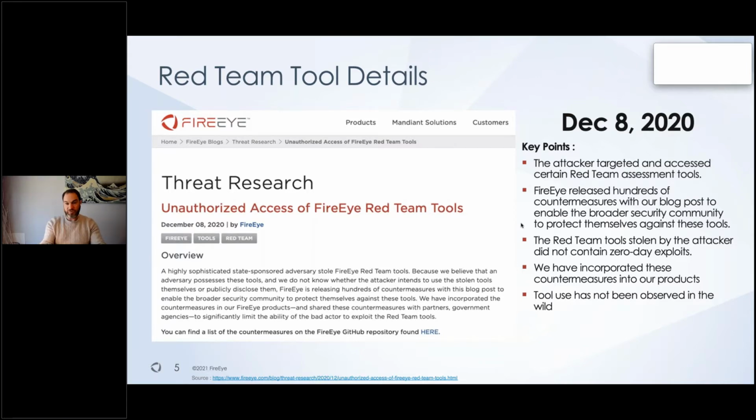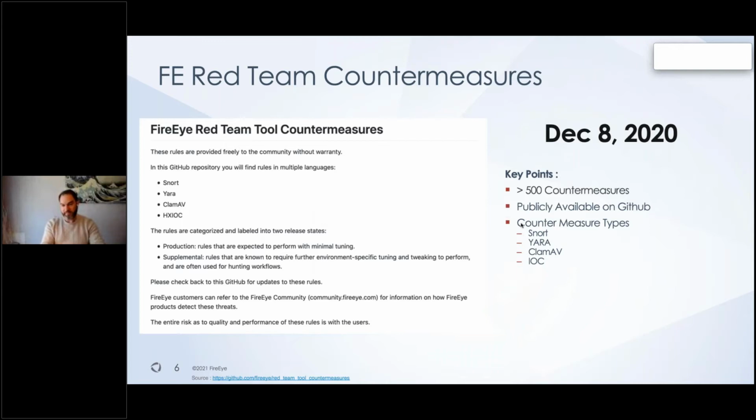Unfortunately, when you lose control of tools like that, even though they didn't contain any zero days or any sort of non-public exploits, they still represent a risk to the general public and to other organizations if we don't properly provide countermeasures and detections for them. So in our announcement, as part of our release, we worked closely with both our government partners and our commercial partners and our customers to provide over 500 countermeasures to the tools that we had in our repository that we know were taken. And this repository of detections and countermeasures are still available on our website.